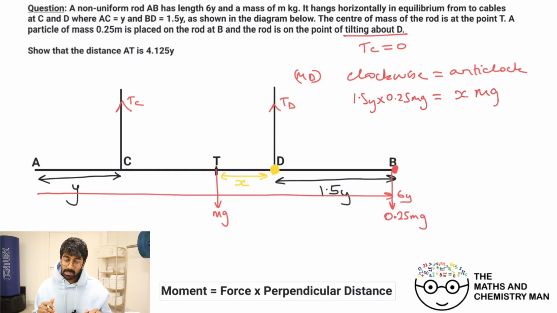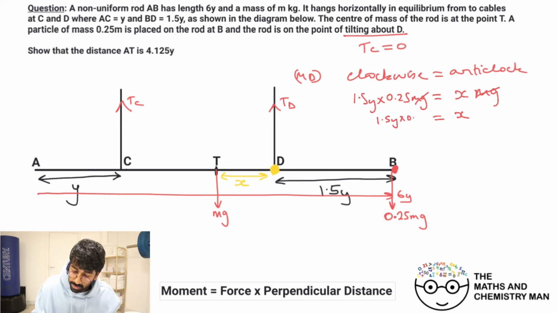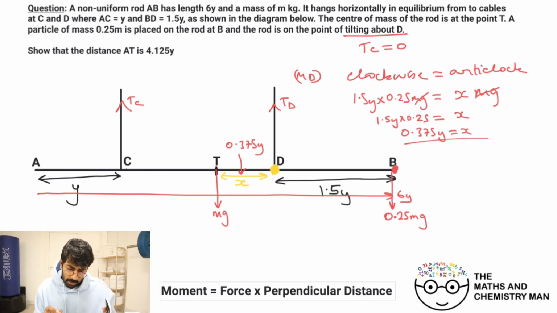Now we need to do some simplifying. Let's simplify the stuff down a little bit. So mg and mg can cancel from both sides. So we're going to get x is equal to 1.5y times 0.25. So let's enter that in here real quickly. 1.5 times 0.25 comes out as 0.375y. So that's what we've got. Now we know that this distance in yellow, that I marked over there, is 0.375y. Okay. Now, do we have any information about this distance, C to D or something? What were we told?